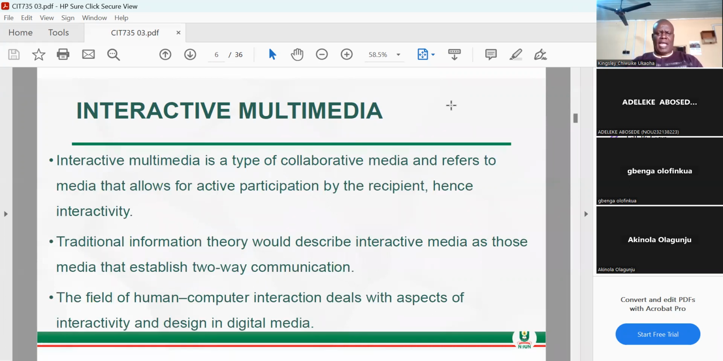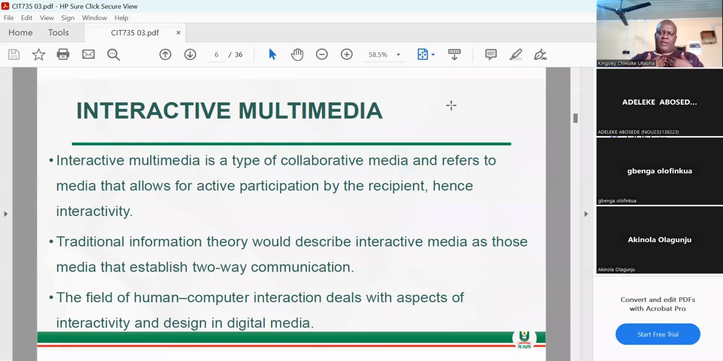Interactive multimedia is a type of collaborative media. When you say collaborative, it means it cooperates with other components together and refers to media that allows for active participation by the recipient, hence interactivity. What we are using now, of course, is an example of interactive multimedia.